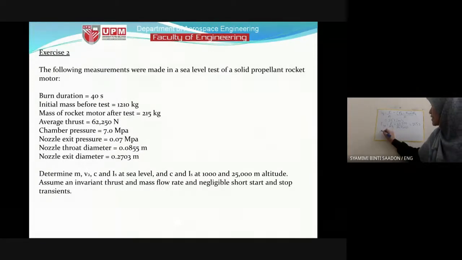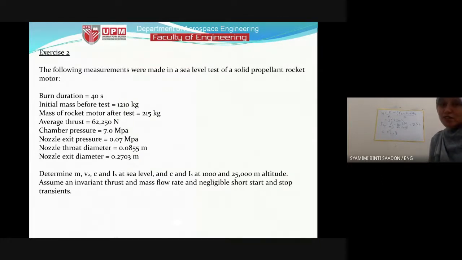So the effective exhaust velocity, VE, otherwise we could confuse it with C. So I, the specific impulse, multiplied by g, the acceleration. So 255 times 9.81, which is around 2,500 meters per second. Okay.